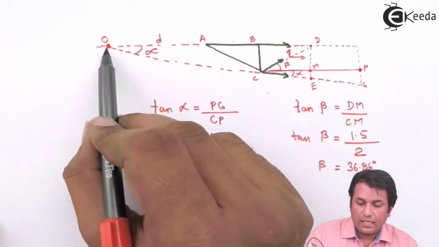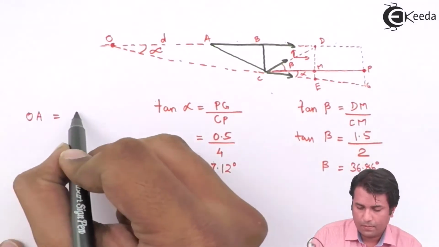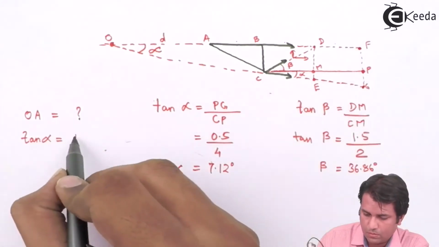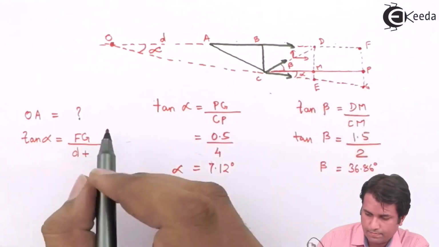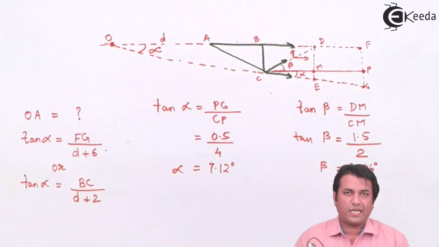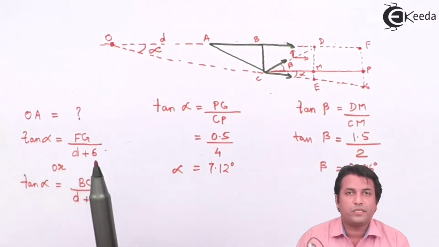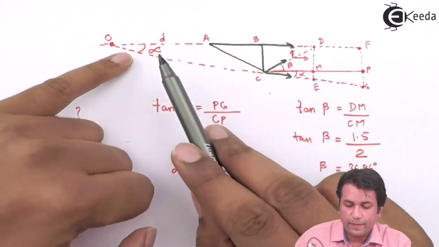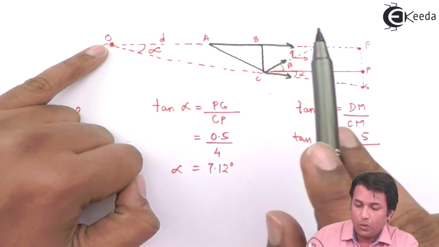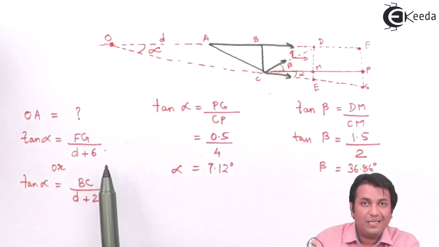Now, how do I get this length? Now understand what I have written over here. Tan alpha, tan theta in trigonometric ratio, is opposite side upon adjacent side. The opposite side with respect to this angle alpha happens to be FG, and the adjacent side would be from O till F. I know that A to F is 6 meters. I need to add this distance, that is D. So that is the reason I have written it as D plus 6.